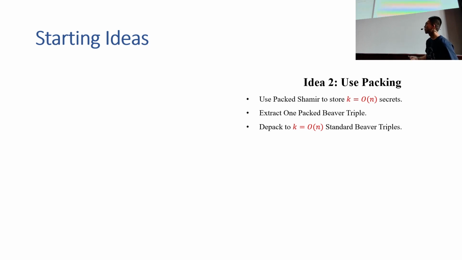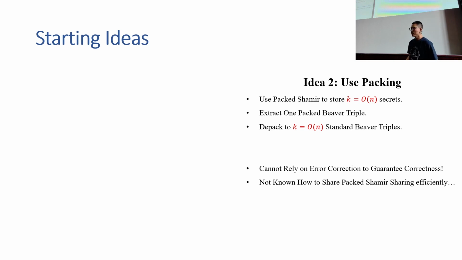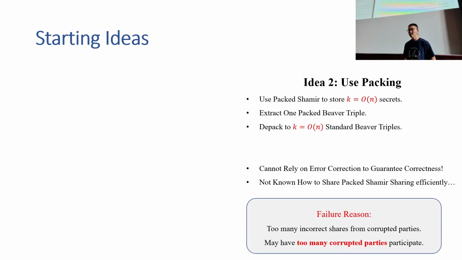But now the question is that when you use packed secret sharing, you actually need to increase the degree of the polynomial. And this means that we cannot rely on error correction. So the process may fail due to some errors. And also it's not known how to prepare this packed sharing efficiently. So in summary, for the second process, the issue is that we may receive too many incorrect shares from corrupted parties. Or in other words, there might be too many corrupted parties participating in the second process.